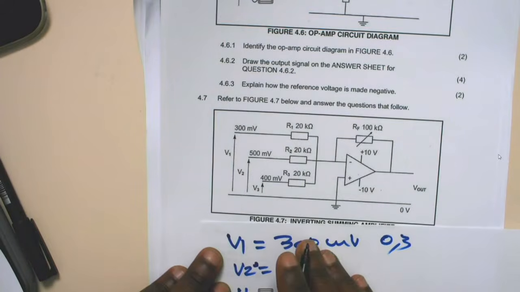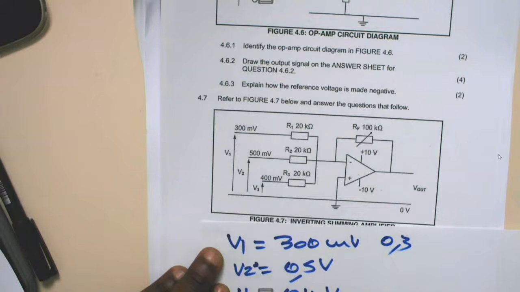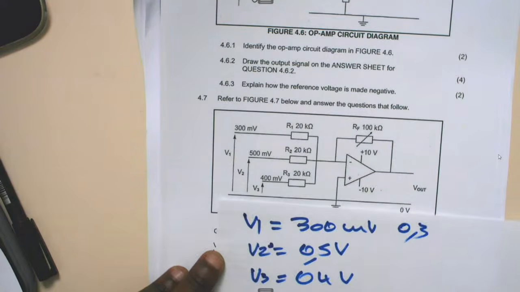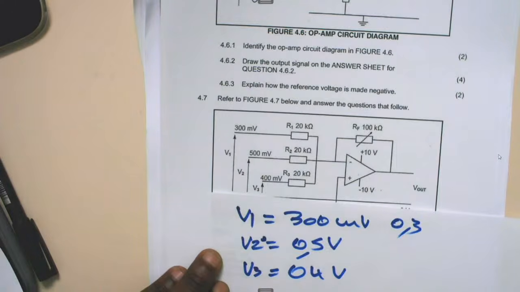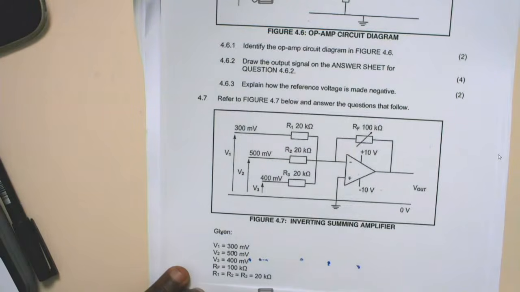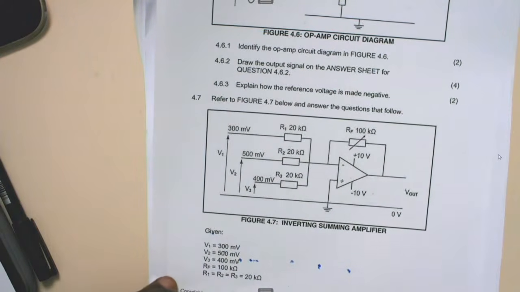Then my RF will be 100k. RF is equals to 100 kilo ohms, which is 100,000 if it's like this. Then R1, R2, R3, they are all the same. So R1, R2, R3 is equals to 20 kilo ohms, which is equals to 20,000 ohms in this case. So let us calculate this.